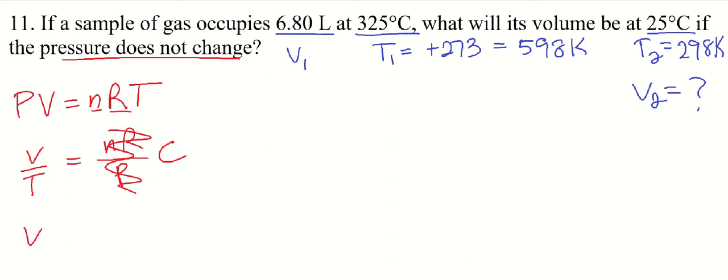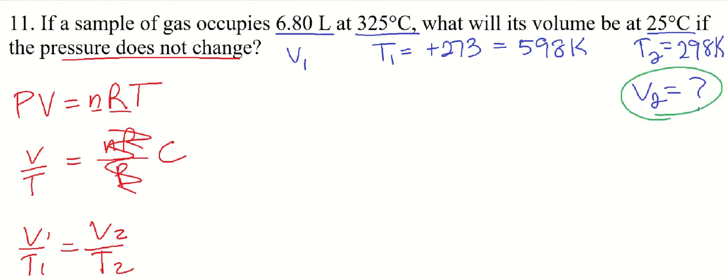All right, so we can say V1 over T1 is equal to V2 over T2, which is again also known as Charles's law. All right, so since we're looking for V2, I'm just going to rearrange this here to solve for V2. It's going to be V1 times T2 over T1. All right, so now we can just plug in our numbers.